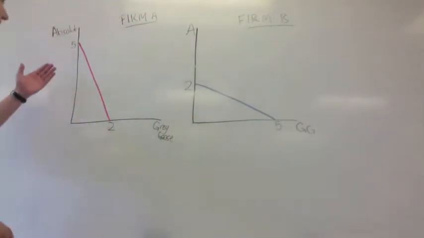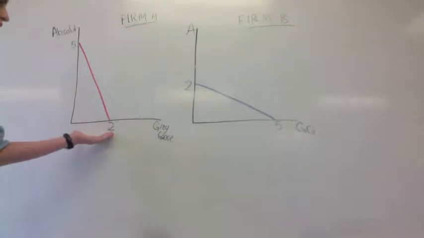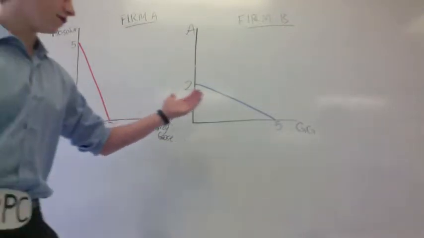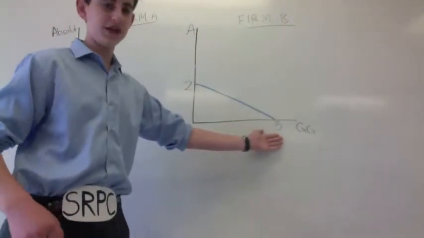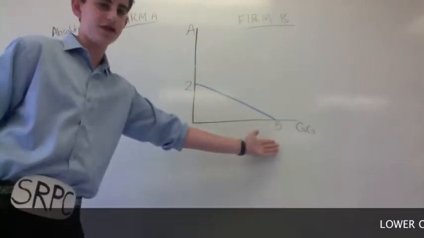As you can see, Firm A has the absolute advantage in Absolut vodka because they can produce 5 when they can only produce 2 units of Grey Goose, and Firm B has the absolute advantage in Grey Goose vodka because they can only produce 2 units of Absolut and 5 units of Grey Goose.